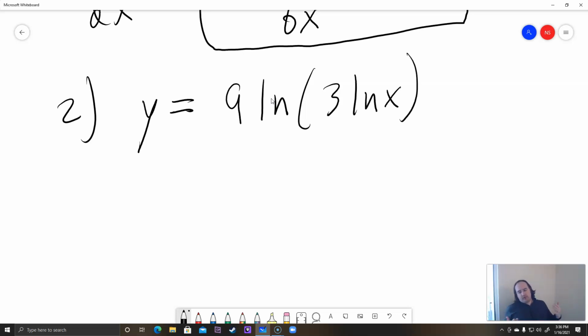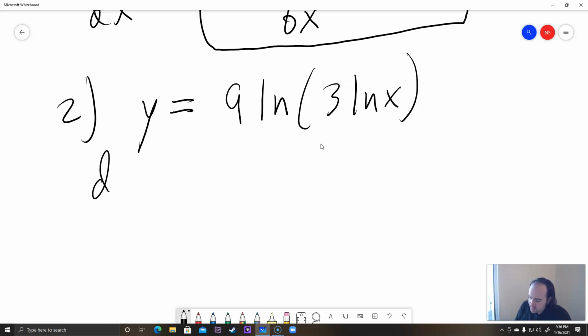Now, if you're already familiar with the chain rule, this might be a piece of cake for you. But if you don't remember the chain rule, it could be confusing. So remember, with the chain rule, you work your way from the outside inward. So this constant here is not going to do anything. The 9 just stays there. But we do have a composite function here, ln of 3 ln of x. So we have to work our way from the outside inward, taking the derivative and working our way inward.